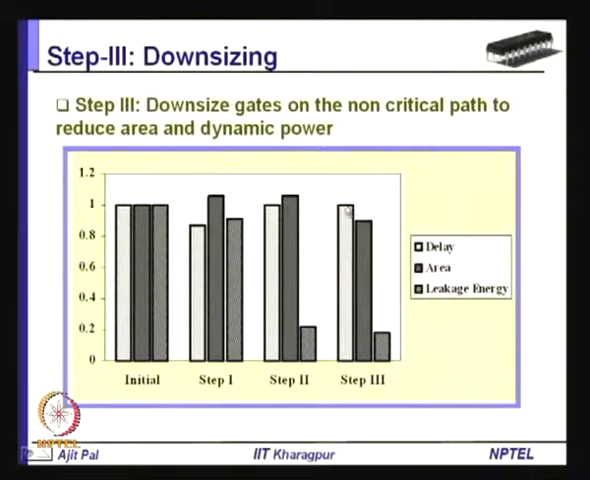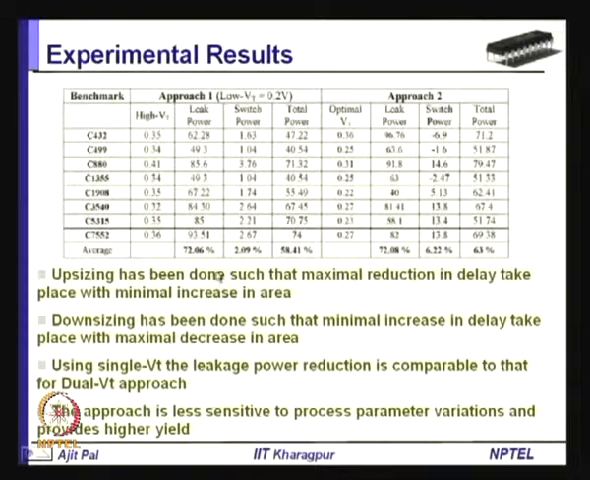So, we find that now, so far as the delay is concerned, it is the same as the original circuit. So, there is no compromise in performance, but because of downsizing of a large number of gates on the non-critical path, now the area has reduced, and the leakage power has also reduced, as you can see, by a smaller amount from the previous value because of the reduction in area. So, we find that at the end of step 3 we are getting a circuit which has the same performance as the original circuit, but significantly lesser leakage power dissipation, and that too is achieved by using a single threshold voltage. So, this is the comparison.